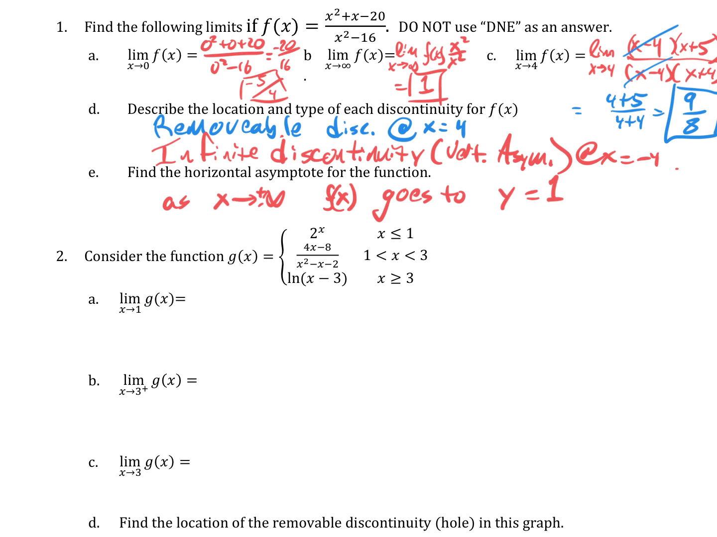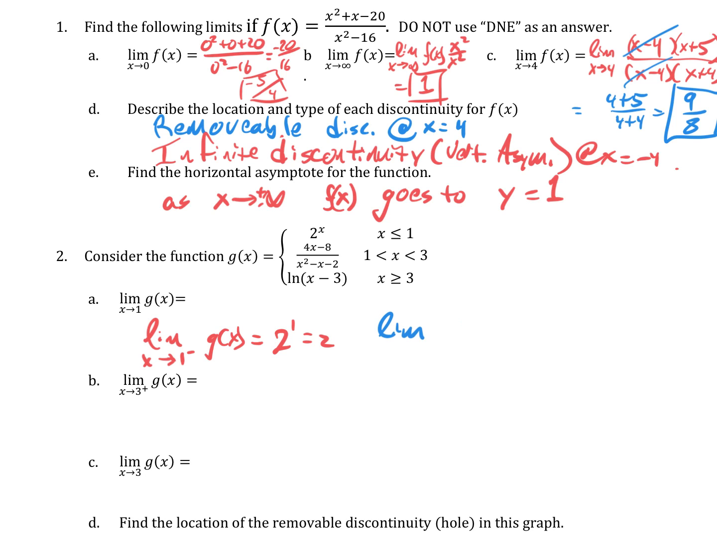We want to find the limit as x goes to 1 of g of x. So remember, we got to look at this from both sides. So we need the limit as x goes to 1 from the negative side of g of x. Well, we're just going to plug that in. For x less than 1, that goes into here, and we can just plug in 1 there, so that's 2.